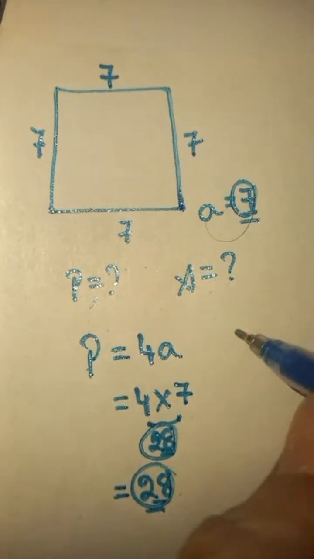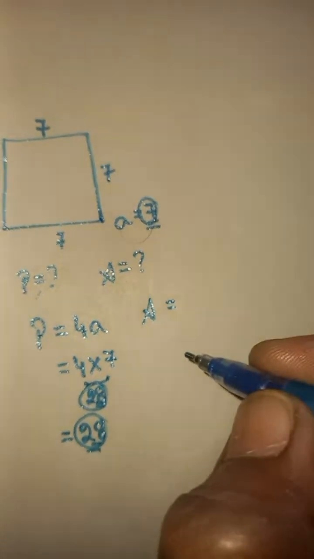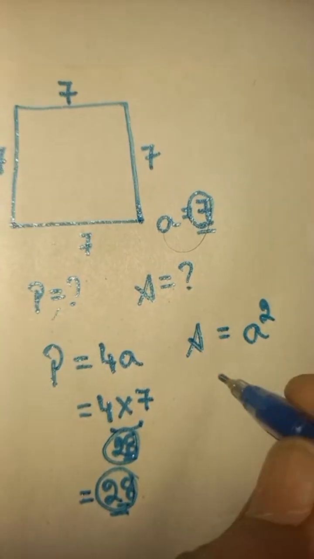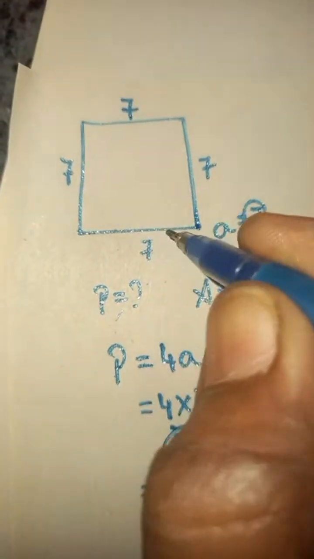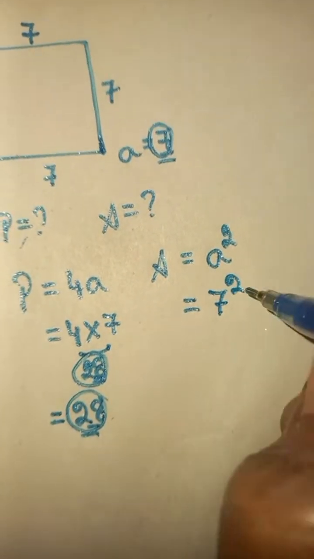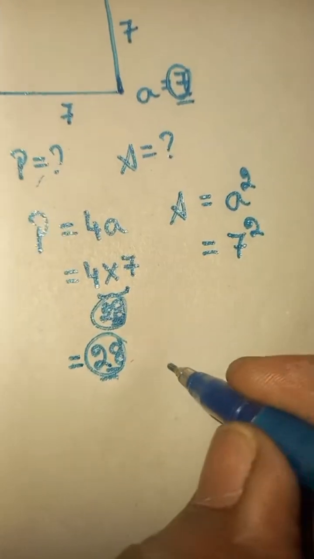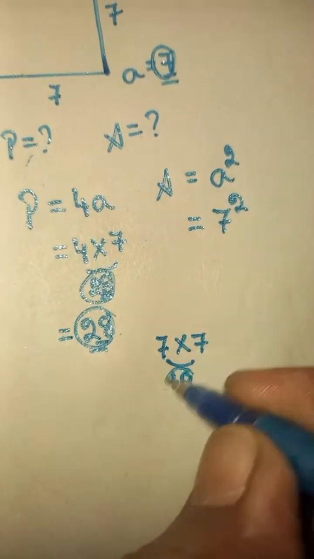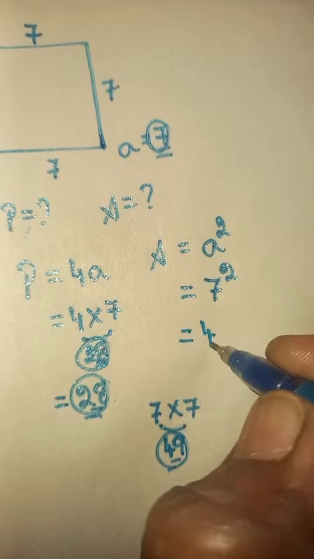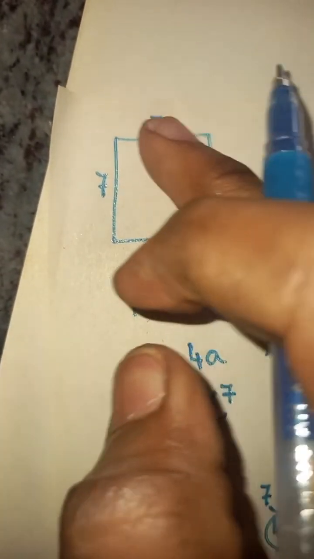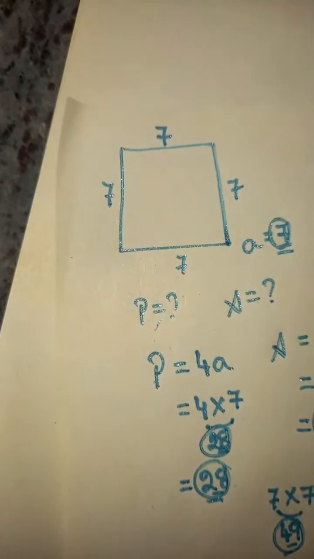Now let's find the area of the square. Area of the square is side length squared. The side length is 7 units, so it becomes 7 square. 7 square means multiply 7 by itself. 7 times 7 is 49, so 49 square units is the area of the square, that is how much space it occupies.